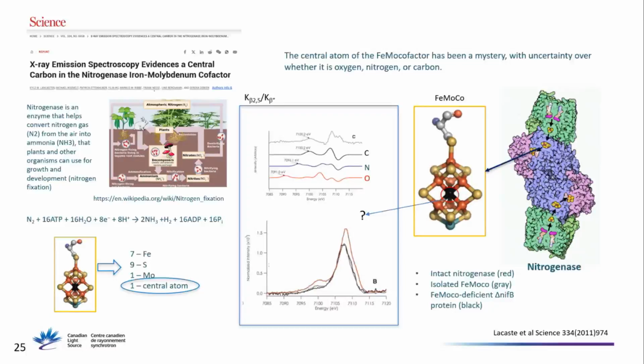And they did DFT calculations to see that carbon has a similar peak at 7100, which matches the iron molybdenum cofactor, and the rest would be shifted. For nitrogen and oxygen, it should appear at 7096 and 7091. This way, they confirmed that the central atom is carbon. So the long-standing mystery was solved using XES spectroscopy.